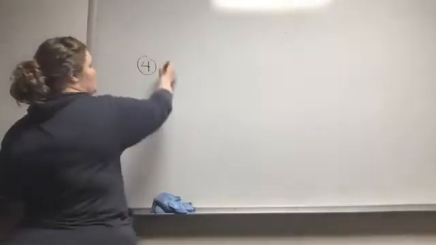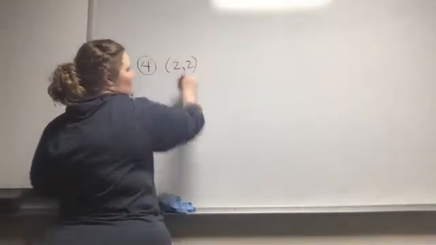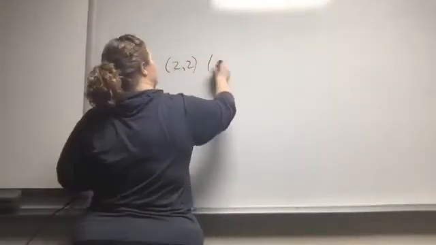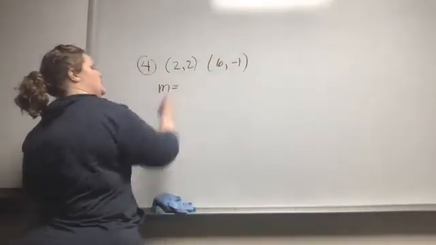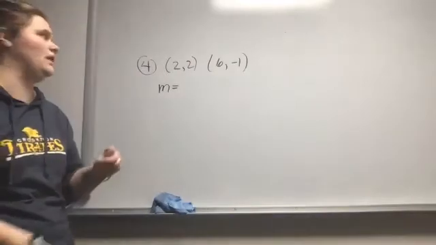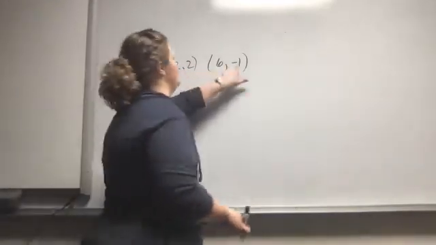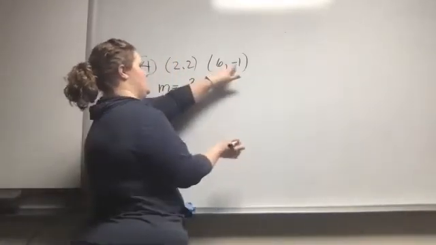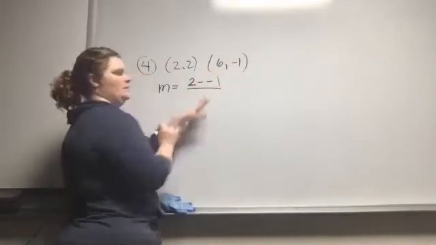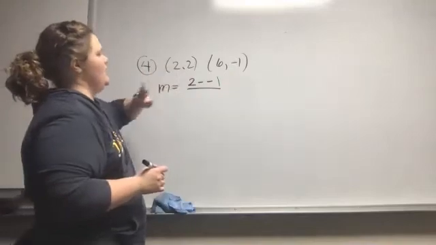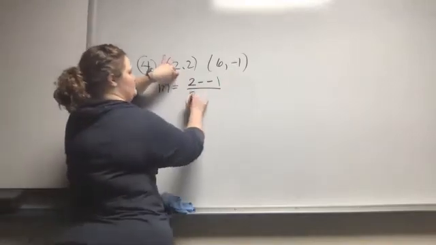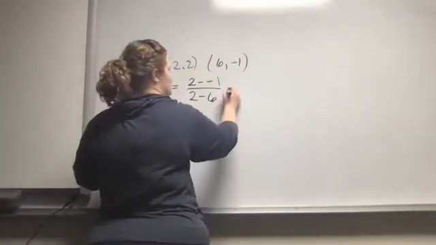Number 4, they give us the points (2, 2) and (6, negative 1). So m equals, remember, y minus y. So 2 minus negative 1. Leave it like that for now. We're going to simplify that in a second. Okay, x minus x, 2 minus 6.